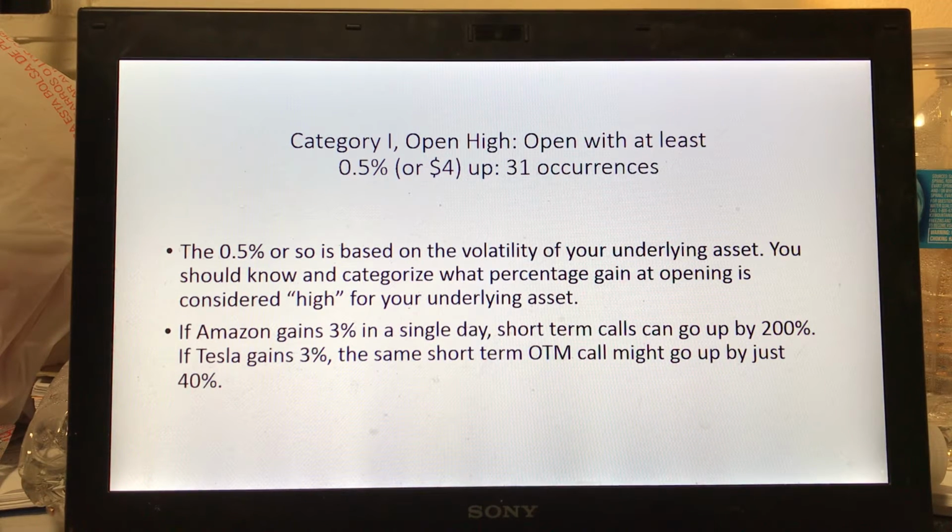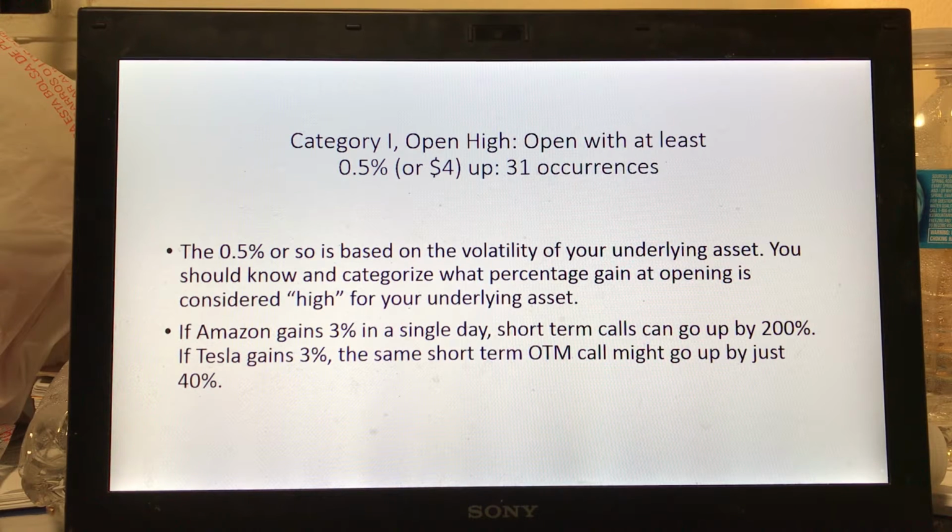So the 0.5% or so is based on the volatility of your underlying asset. You should always know and categorize what percentage gain at opening is considered high for your underlying asset. So if Amazon gains 3% in a single day, the short-term call can go up by 200%.